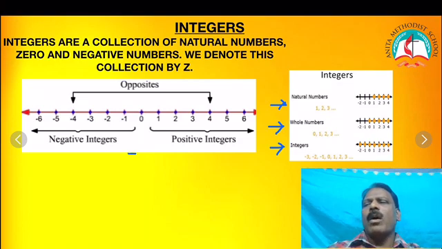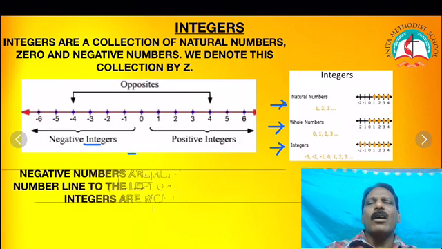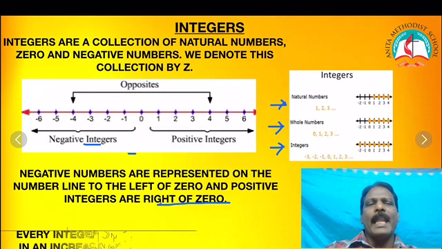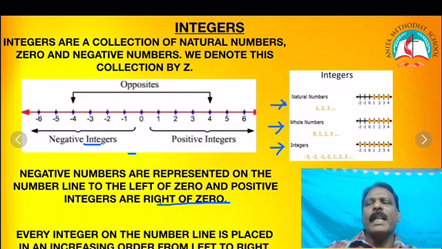Negative numbers are represented on the number line to the left of 0 and positive integers are to the right of 0. So every integer on the number line is placed in increasing order from left to right. Okay children?